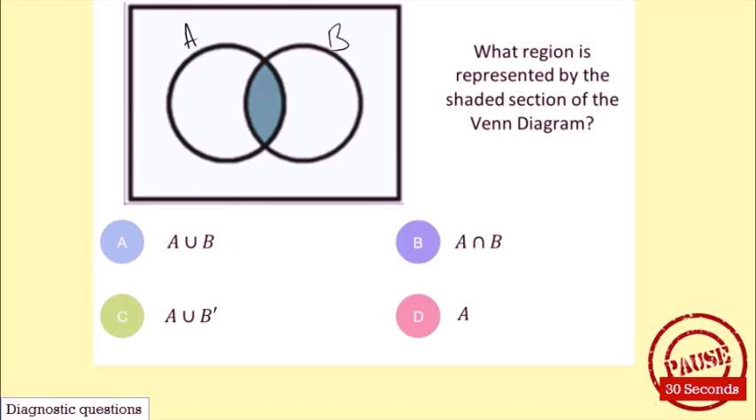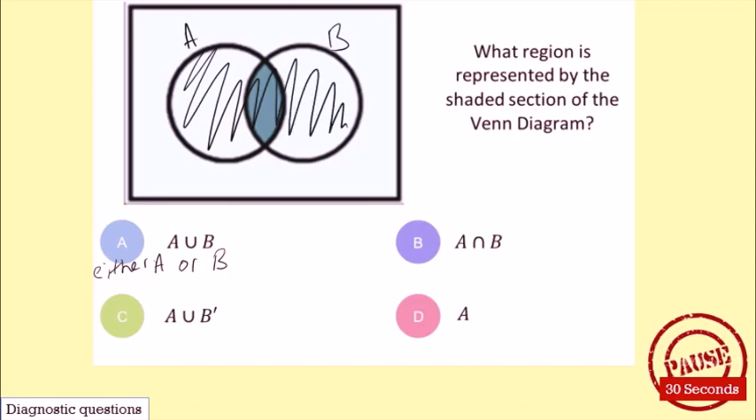Right, well done for giving that a go. So let's look at what these symbols mean. A, and that sign there, which looks like a U, and B, means A or B. That means any section of the Venn diagram that's either A or B. So either A or B would be that part of the Venn diagram there, so anything that's in either of the circles.